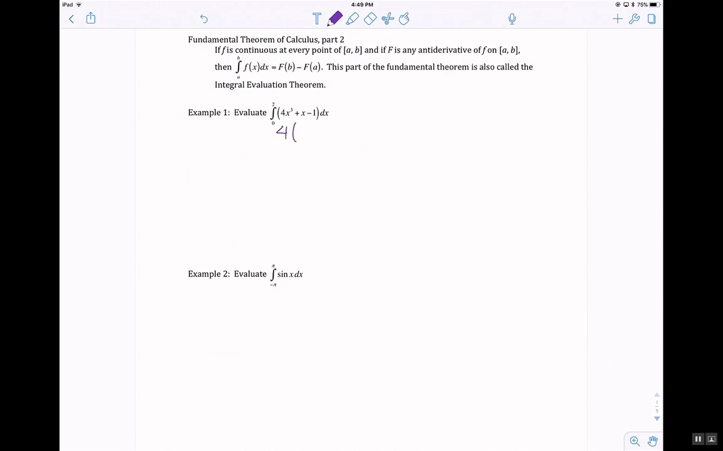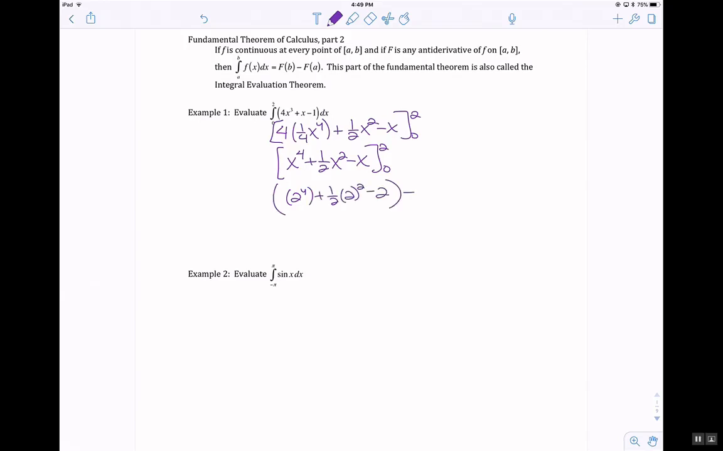So 1/4 x to the 4th plus 1/2 x squared minus x, and I'm evaluating it from 0 to 2. So x to the 4th plus 1/2 x squared minus x, going from 0 to 2. That means 2 to the 4th plus 1/2 2 squared minus 2, and then minus a bunch of zeros: 0 to the 4th plus 1/2 times 0 squared minus 0. So when I do this, 2 to the 4th, and then plus 1/2 2 squared, and then minus 2, I get 16.